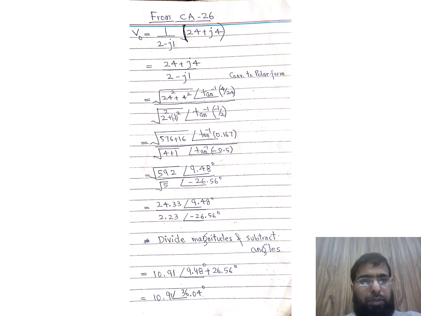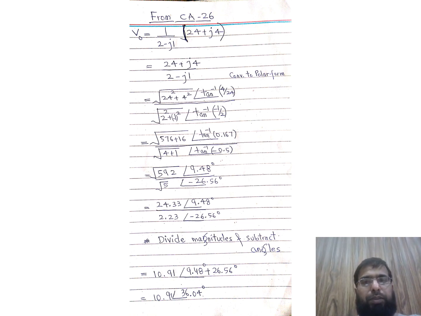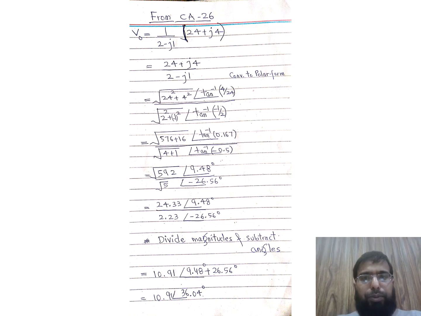Welcome. Today we'll solve a small ratio of a voltage. A voltage V out is represented as a ratio of two complex numbers, both of them in rectangular form. We want to solve this ratio.